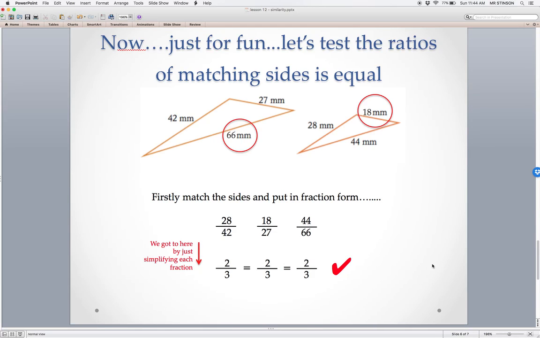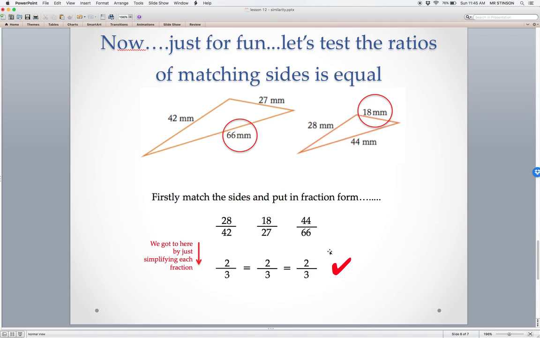If you really wanted to have a look just for fun, let's test that the ratios of each of these matching sides are equal. So, as I said, we found that this was 66 and this was 18 from our last slide. Let's match each of the sides together and put them into fractions. 28 over its matching side, 42. You see a fraction here. 18 over its matching side, 27. Becomes 18 over 27. And 44 over its matching side, 66. And we get 44 over 66.